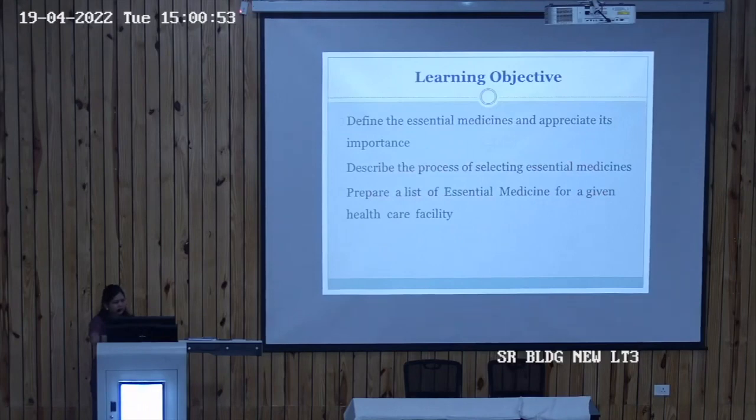So you have the learning objectives. You should be able to define the essential medicine, appreciate its importance, describe the process of selecting these essential medicines, and prepare a list of essential medicine for a given healthcare facility.